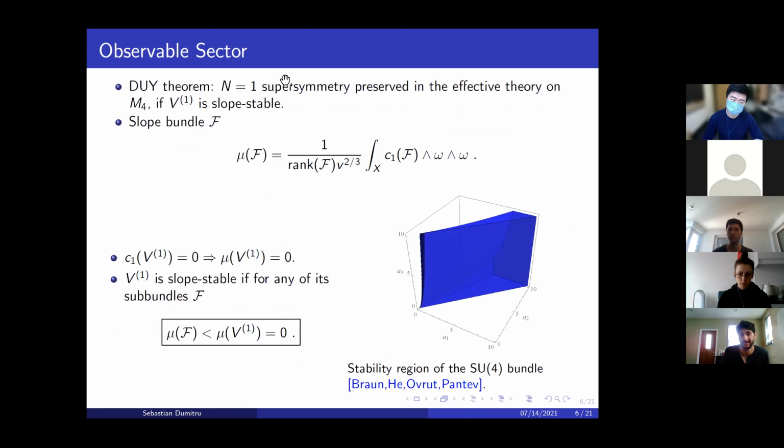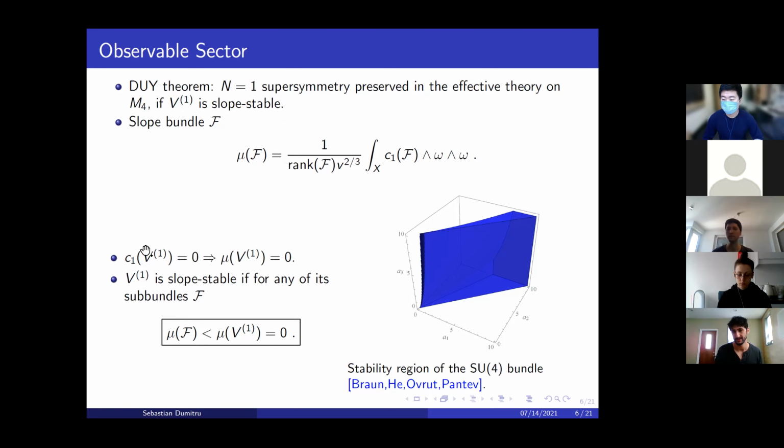What we're interested in is that when we turn on this SU(4) instanton on the Calabi-Yau on the observable sector, we don't break supersymmetry, we want to preserve it. So the criterion to determine that is given by the Donaldson-Uhlenbeck-Yau theorem, which says N equals one supersymmetry is preserved in the effective theory if the bundle that you turn on is slope stable. So the slope of a bundle is determined by its first Chern class and can be computed for different Calabi-Yau shapes determined by a1, a2, and a3.